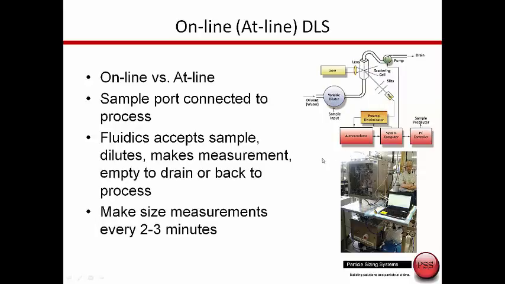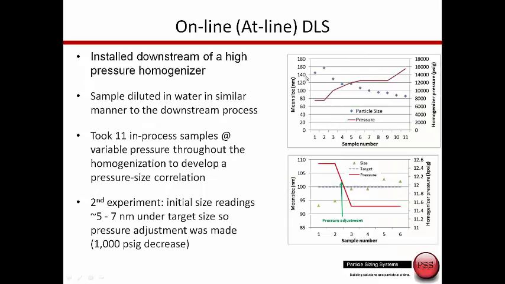This is useful when dealing with very high value samples. For example, this data I'm about to show you is for nanoparticles used in drug delivery, where each batch is very high value, and the customer wants to make sure that all of the samples are within size specification. This is a picture of the system installed at a biopharmaceutical plant in Cambridge, Massachusetts. The result you see here above shows mean size on the left in nanometers, and on the right side is homogenizer pressure. So the system was placed downstream of the homogenizer.